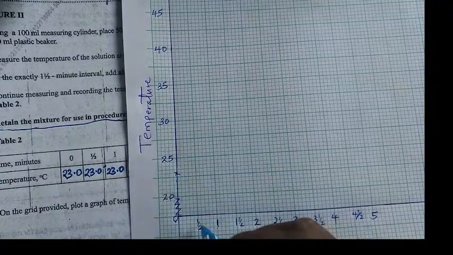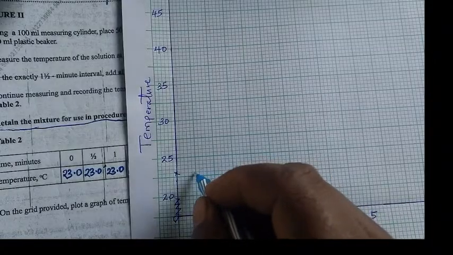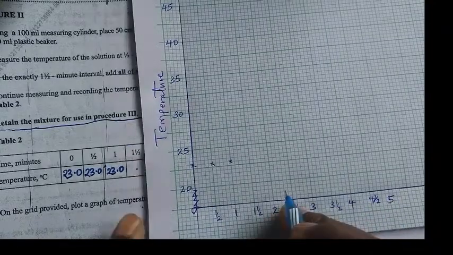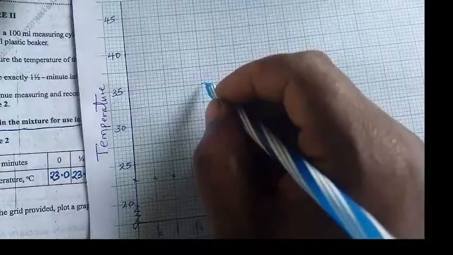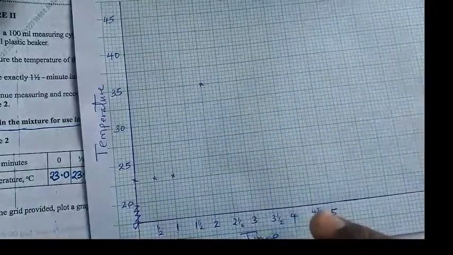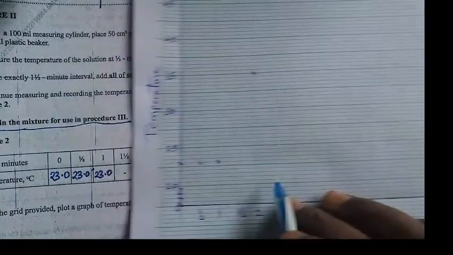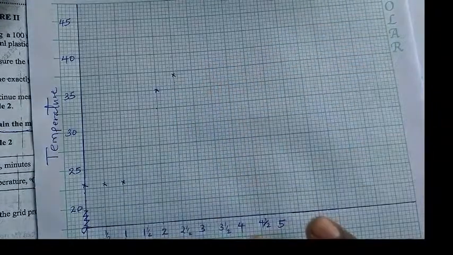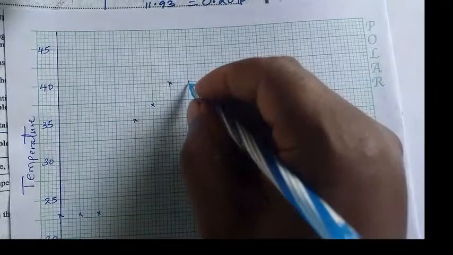Again, at a half, it will repeat the same. At 1, it will start to rise. At 2, it will rise to 35. When the time is 2.5, that is 37. When time is 3, that is 40. When time is the same, 40. And then when the time is 4, it is 37.